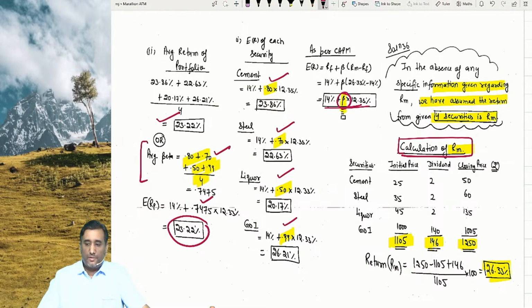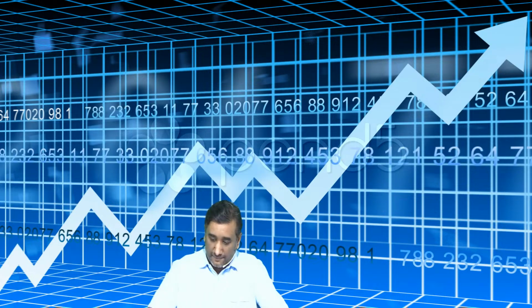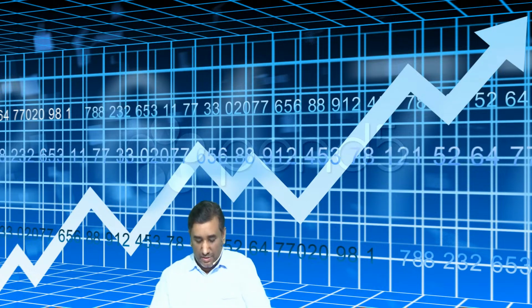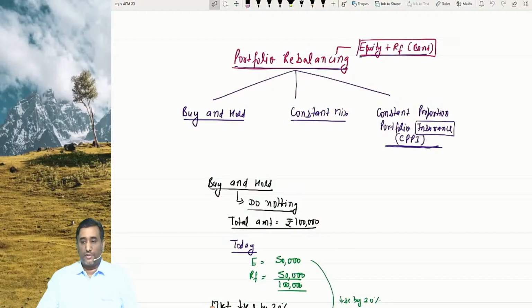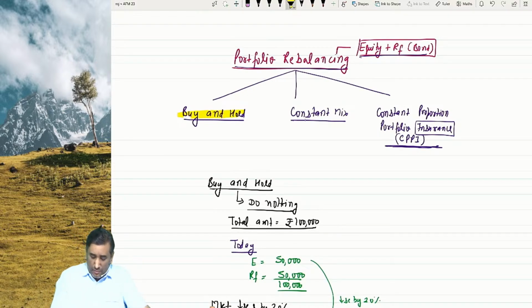Let me move back to portfolio rebalancing now. I'll do the theory part with you and then we move to the practical. In portfolio rebalancing, we can have 3 types of theories. One is called buy and hold, which means you buy and do nothing. Second is constant mix, which means keeping the same proportion. And third is CPPI, constant proportion portfolio insurance.